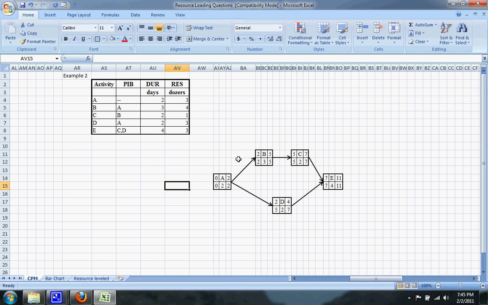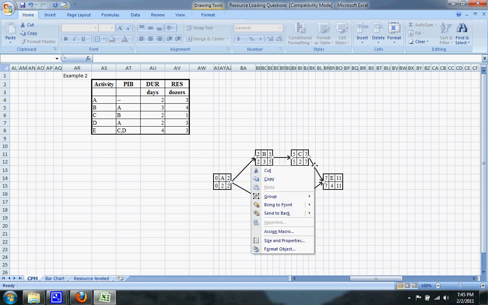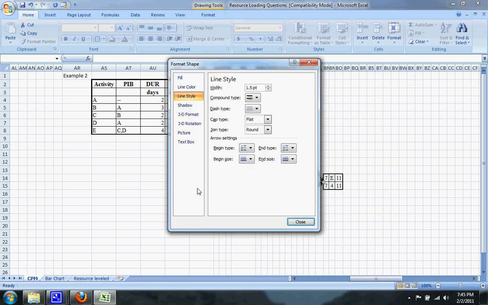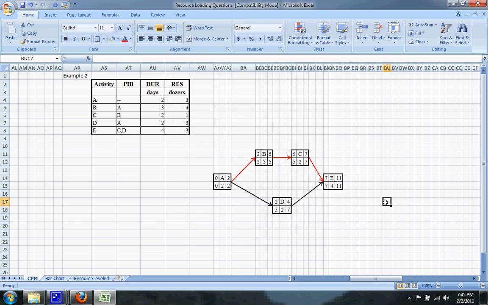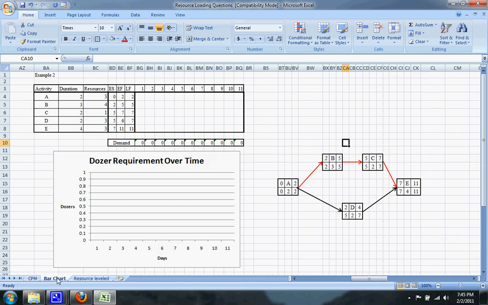So the critical path is going to be A, B, C, and E, because the early start and the late start are the same day on all those. So I'll go ahead and change the color of these real quick to make that a little bit more obvious. And there you go, that's it. So we'll go on to making a bar chart now.